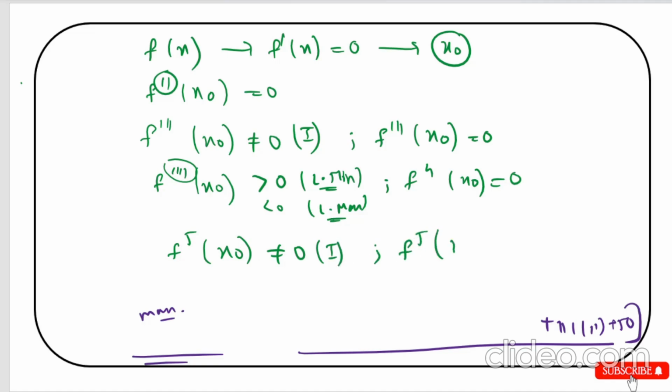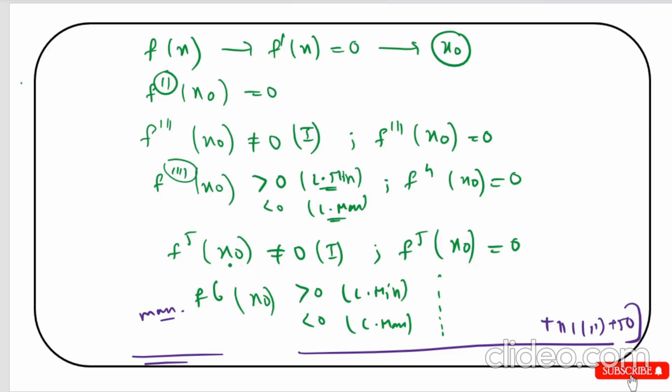But what if this is again equal to 0? Then you have to calculate the sixth order derivative at x naught. If this is greater than 0, again local minima, and if it is not, then you will say local maxima, and in this way this process will continue, right? So what I'm trying to say here is that it is not limited to the first derivative, second derivative and third derivative. It can go on and on like this. You have to follow this process.